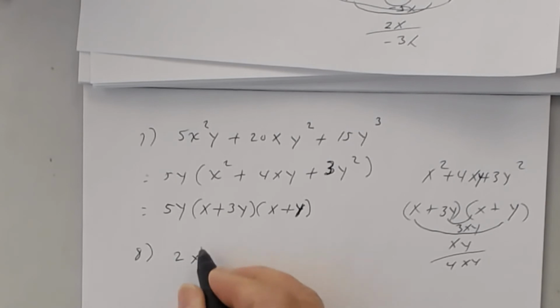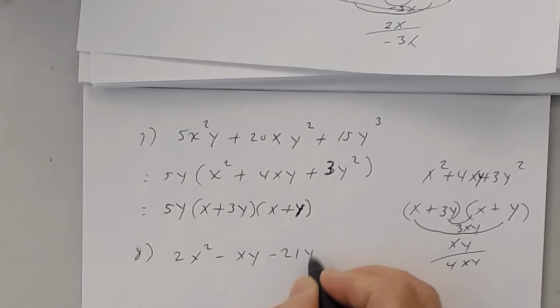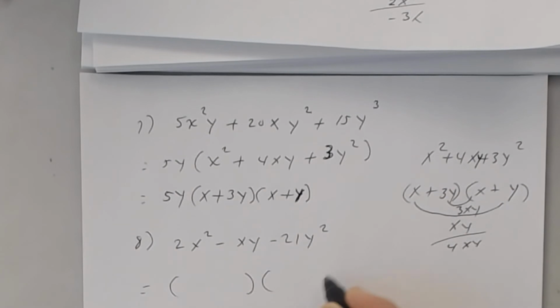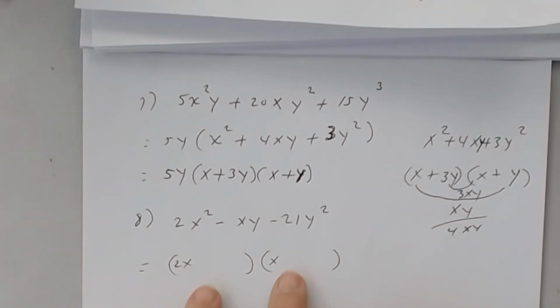All right, number 8. 2x squared minus xy minus 21y squared. All right, we have that one. Same two variables. What's the GCF? 1. Okay, good. So I'm going to go directly to the two binomials. The first is easy because 2 is a prime number, so there's only one possibility for 2x squared. 2x and x. Now the last sign's negative, though. That means these signs have to be different. All right, so let's say plus or minus. If it doesn't work, we'll change it.